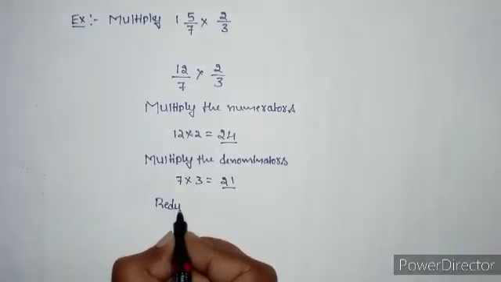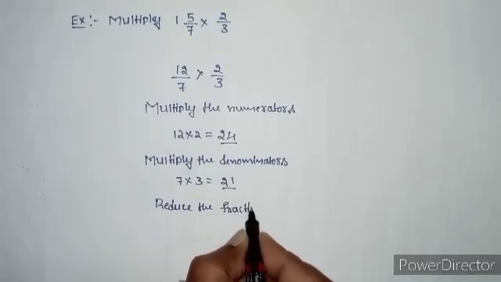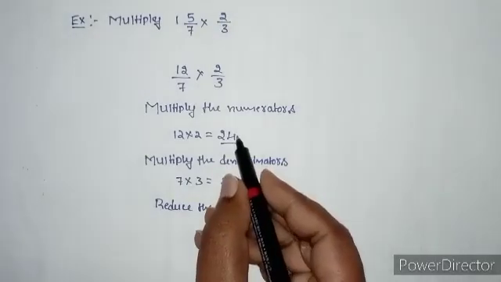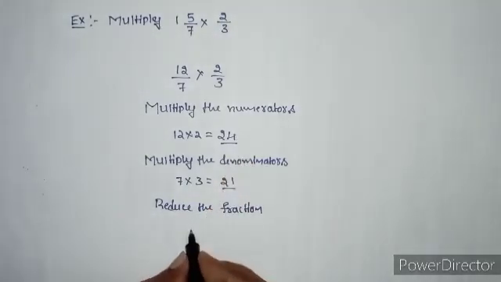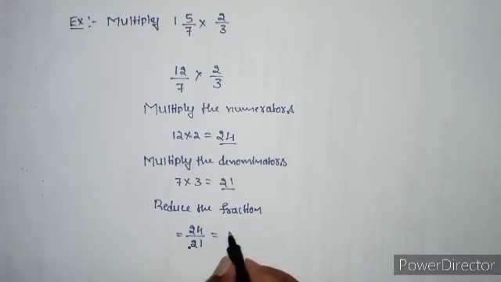All of you see here, reduce the fraction. So 24 over 21 is equal to 24 over 21. This 24 and 21 are divisible by 3, right? So 3 sevens are 21, and 3 eights are 24. So now we got 8 over 7.